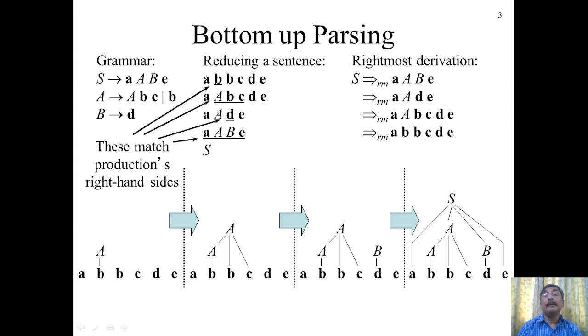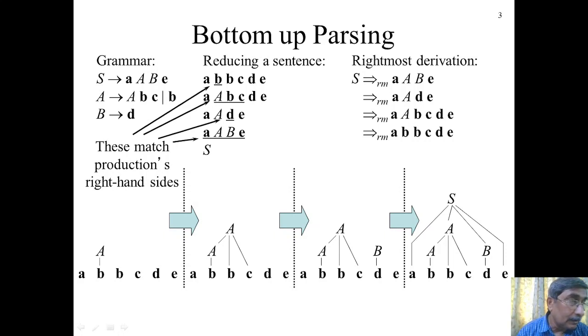replace capital A, small b, small c, which is also appearing at the right hand side of a particular production rule, and I replace that by capital A. So now the sentential form becomes small a, capital A, small d, small e.